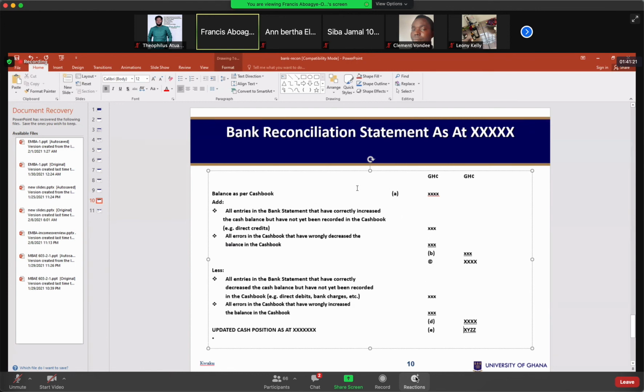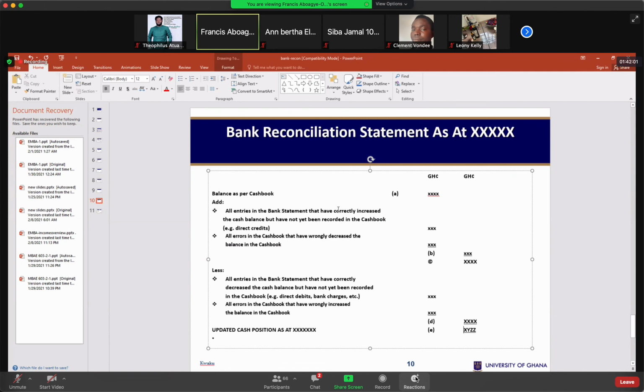Okay. Now, if you pick your cash book, the balance, which we call the balance as per the cash book, will be what we refer to as A here. So the A will be the one that is in your cash book. Then you're now going to add all entries that are on the bank statements, which you do not have the information on. And again, if there's an error that has decreased your bank balance, all of them will now be added together.